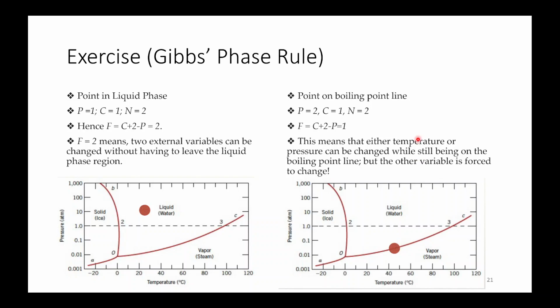So here your number of phases will be 2, component again will be 1 and N will be 2. So you will be getting degree of freedom as 1. It means that either temperature or pressure can be changed while still being on the boiling point line, but the other variable is forced to change.